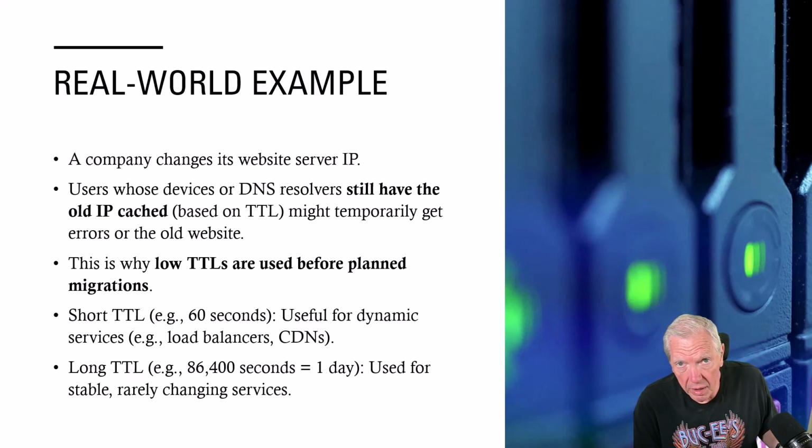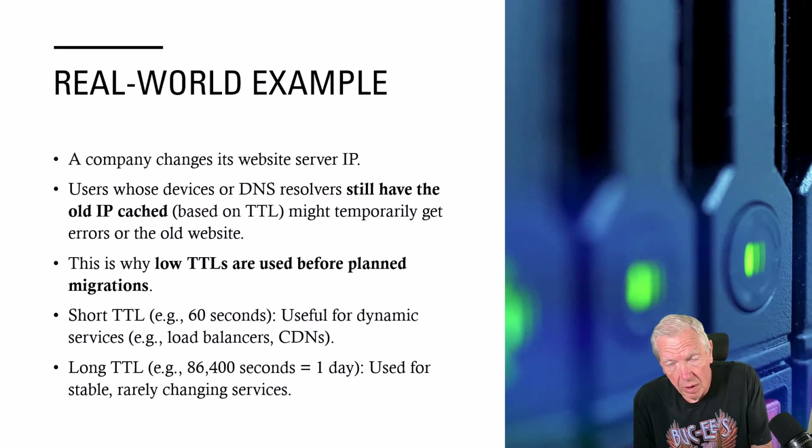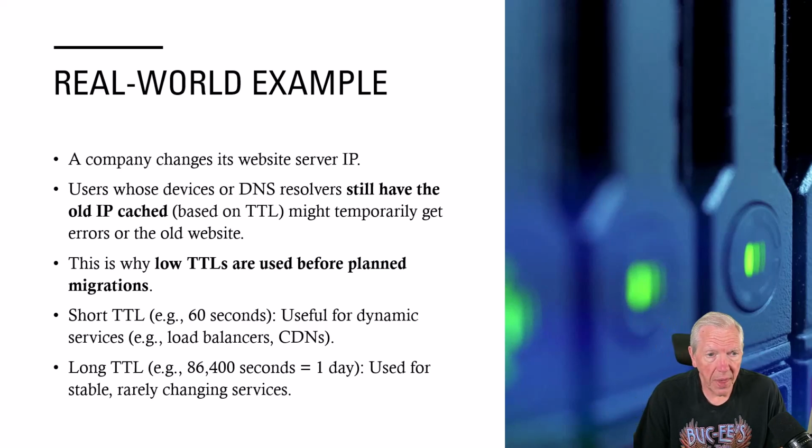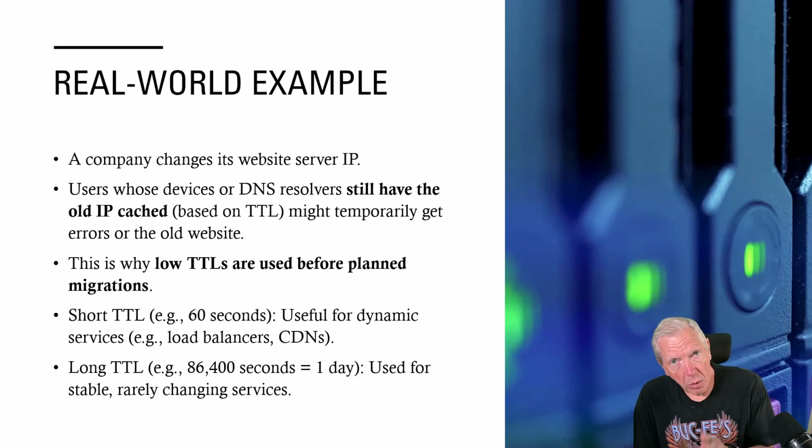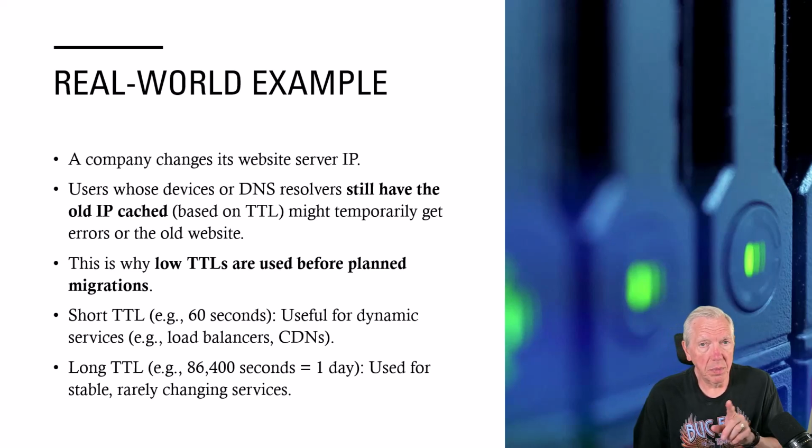It doesn't know either. At some point, you've got to go out and query an authoritative server. So users whose devices or DNS resolvers still have the old IP cached based on time to live might temporarily get errors on the old website. This is why low TTLs are used before you do a migration. So what you do is you go in and you deliberately lower the TTLs on everything so that things can time out a little bit more quickly, so the migration can work a little bit better.